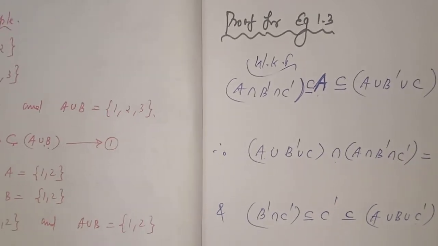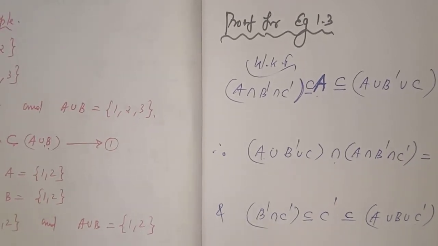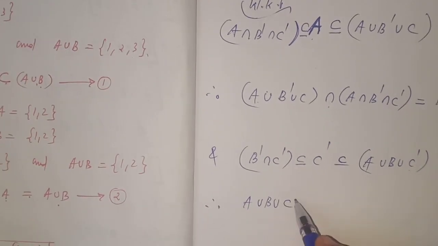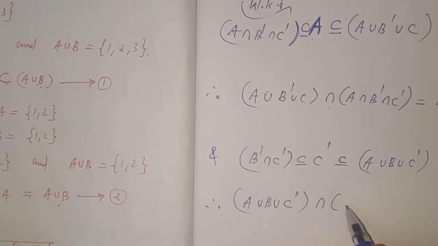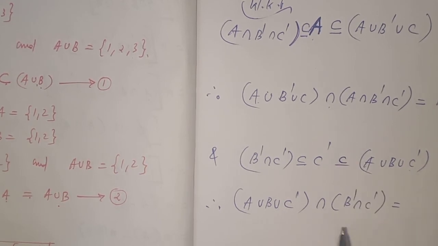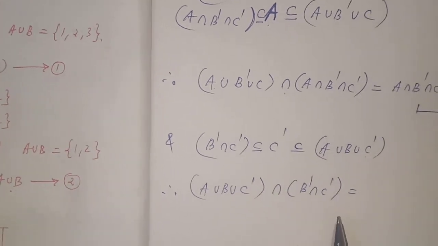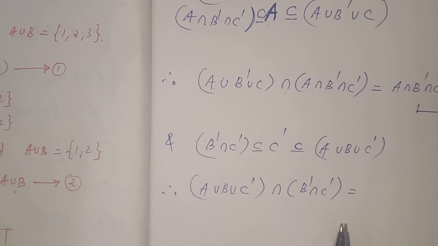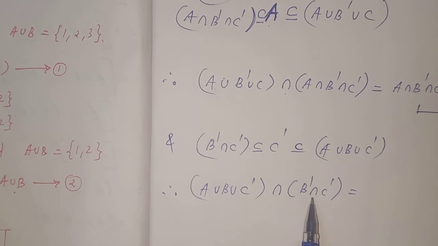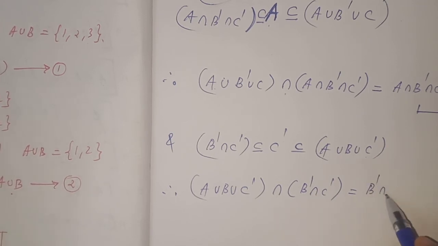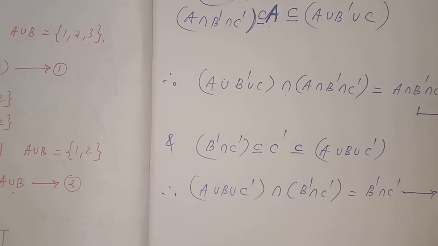Therefore, A union B union C dash intersection B dash intersection C dash equals. Once again, between these two, what symbol? Intersection. Whenever intersection comes, you have to write the set which has less number of elements. This is full of union, this is intersection. Definitely this set only has less number of elements. So the result is B dash intersection C dash. That is number 2.